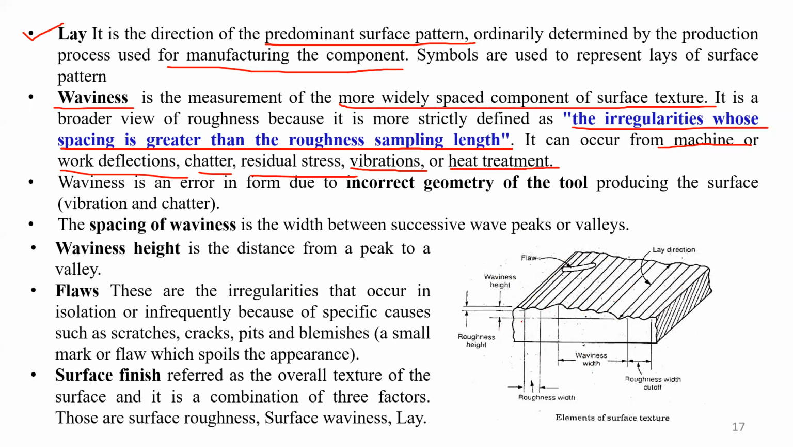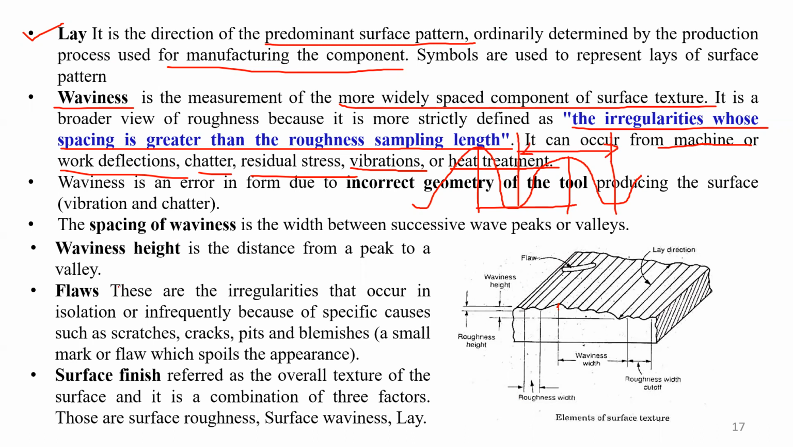And what is the spacing of waviness? Here you can see the waviness spacing, that is the waviness width. It is the width between the successive peak values or valleys. This is a peak value, again a valley, again a peak. So it is the width between successive peaks or valleys.